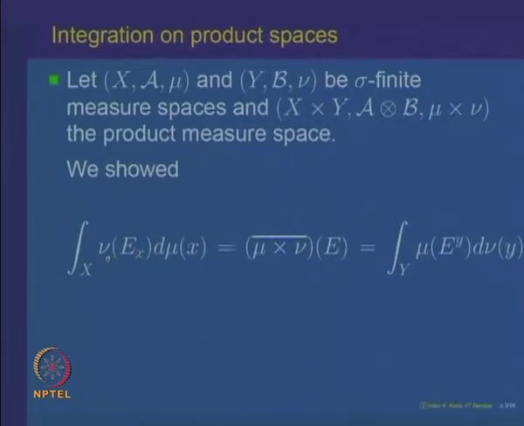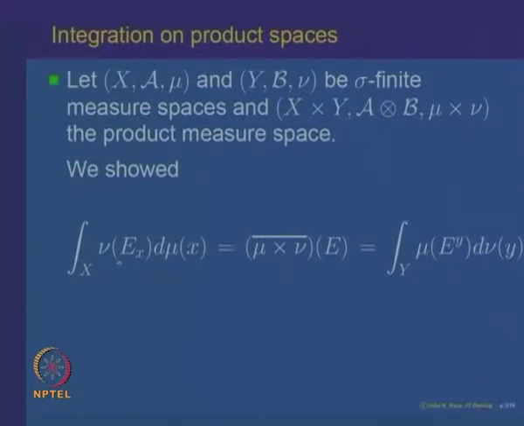You can take the measure of this section. So, this becomes a function of the variable x, and then you can integrate out this function with respect to mu to get the product measure. Or equivalently, you can take the y section of the set E, that gives you a subset of X, which is a measurable set, and then you can take the mu measure of that, which gives a function of y, and then integrate out that with respect to y to get the measure of the set E.